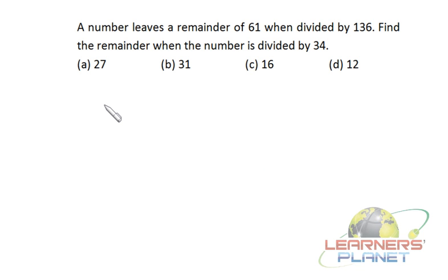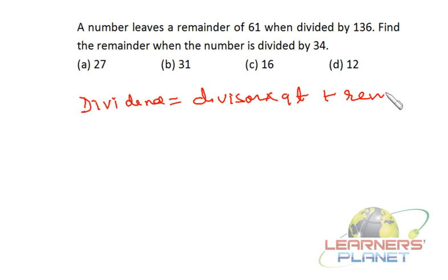Now let's see this problem. A number leaves a remainder of 61 when divided by 136. Find the remainder when the number is divided by 34. Further, dividend is equal to divisor into quotient plus remainder. So here the divisor is 136. Let the quotient be x, and the remainder is 61. So we have the number as 136x plus 61.